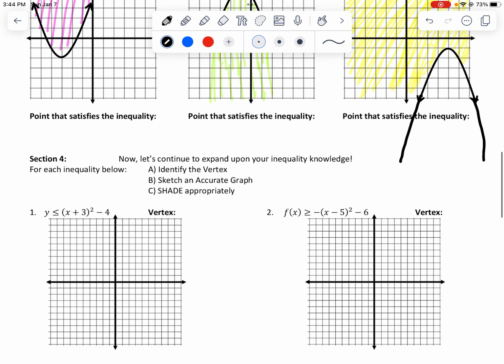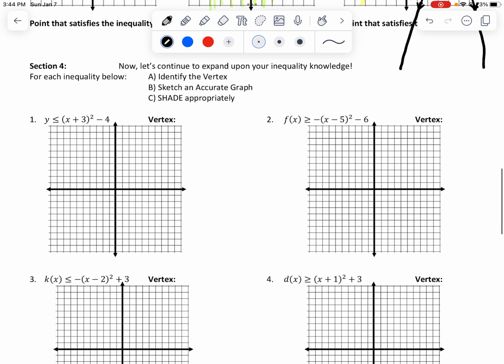Okay, as we move on, we start to put a little bit more of this together. I give you less and less. So, for example, number 1, I'm going to ask you to identify the vertex, which in this case is in blue. In this case, the vertex is at the point (-3, -4). It's been moved to the left 3 and down 4. Now it's a regular parabola that hasn't been stretched. It's just been moved over.